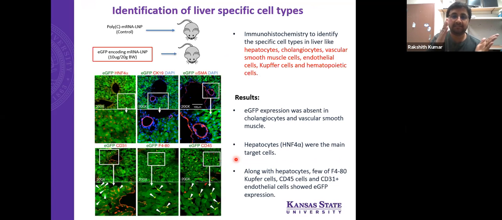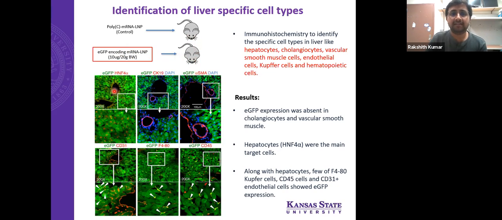After confirming that the mRNA is transfecting into the liver and translating the proteins, they wanted to confirm which cells in the liver are actually getting transfected and producing the proteins, giving the fluorescence. So they formed two groups. One was given the control injection, which has poly-C mRNA with the lipid nanoparticle, and the other group was injected with enhanced green fluorescent protein mRNA, which contains the lipid nanoparticle, through the intravenous route only.